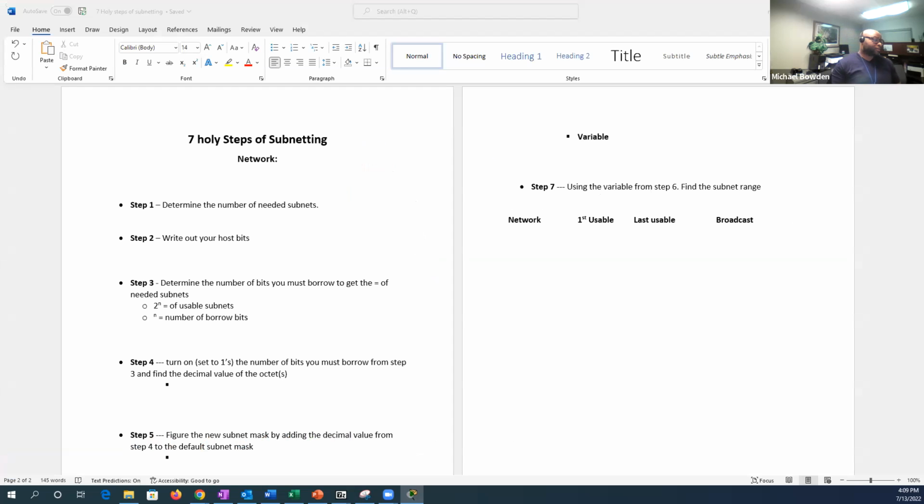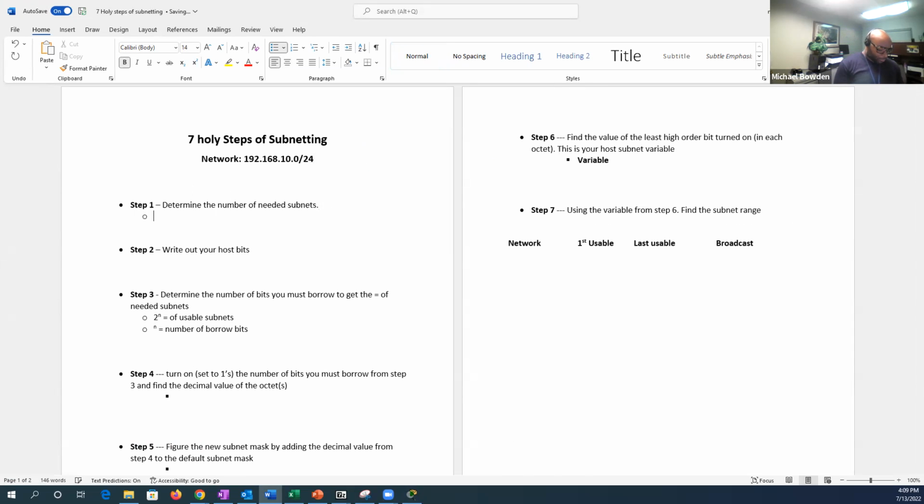So if we're looking at this network, we're saying that we're going to need 2 networks. Let's start with the IP address of 192.168.10.0/24. We're going to look at the first step, determine the number of needed subnets. We determined from looking at that diagram that we need 2 subnets. Now it's saying you're going to write out your host bits.